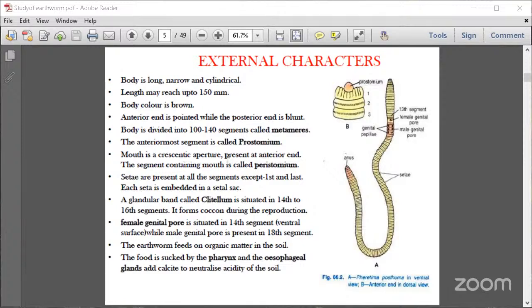The excretory system: earthworms use nephridia, which are similar to kidneys in humans, to excrete the waste. Coming to the circulatory system, earthworms have a closed circulatory system with blood, blood vessels, and capillaries.